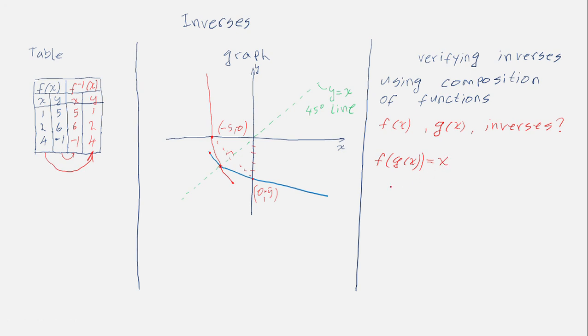If it is equal to x, then we need to keep going and do this composition, g composition f. Now, if this one is also equal to x, then we have inverses. These two, f and g, are inverses. If either one of these or both of them are not equal to x, so if this composition is equal to something different than x, or if this composition is equal to something different than x, or both of them, then these are definitely not inverses.